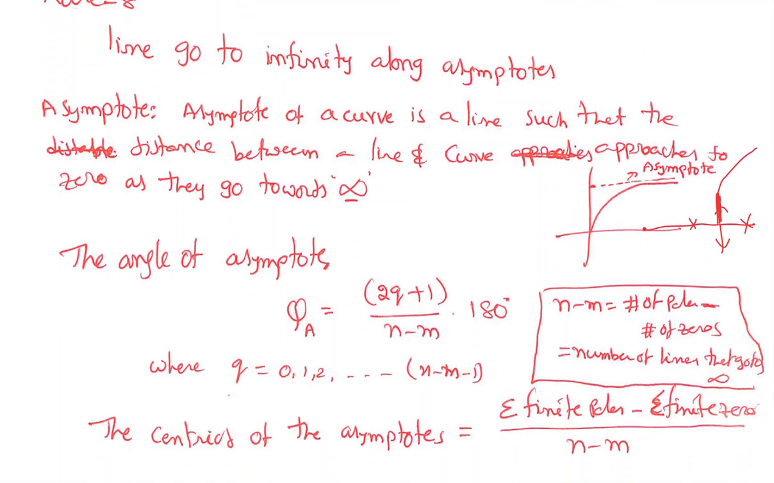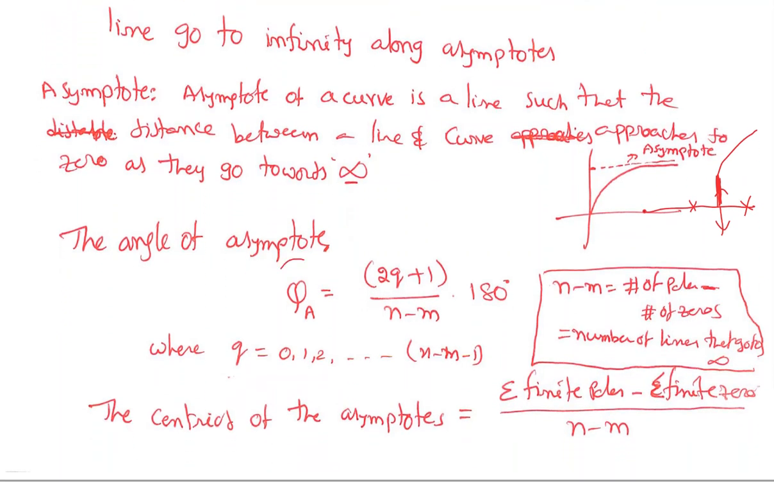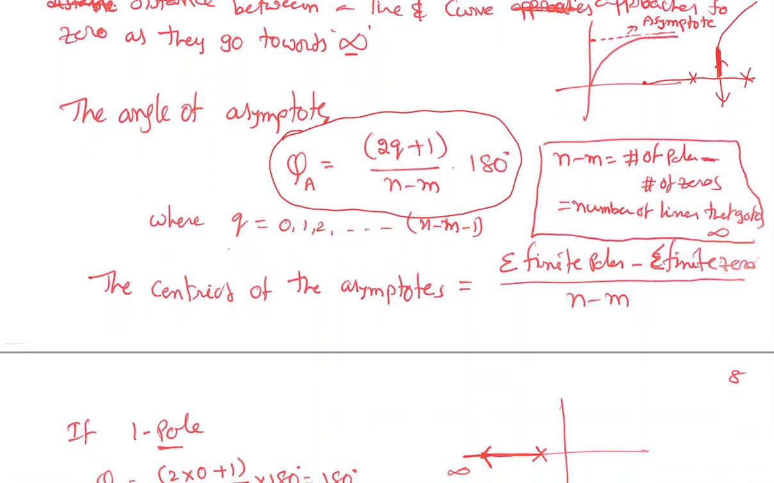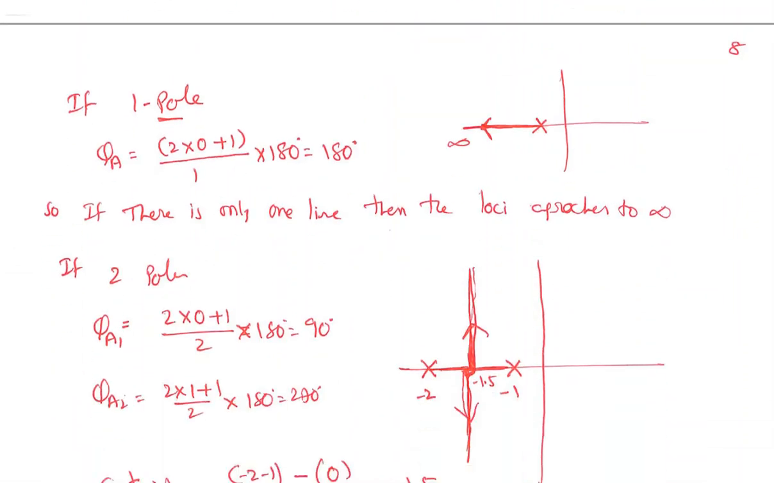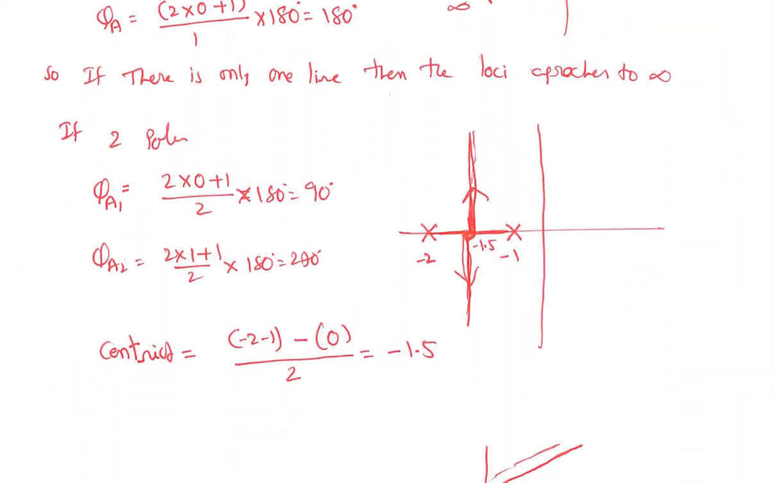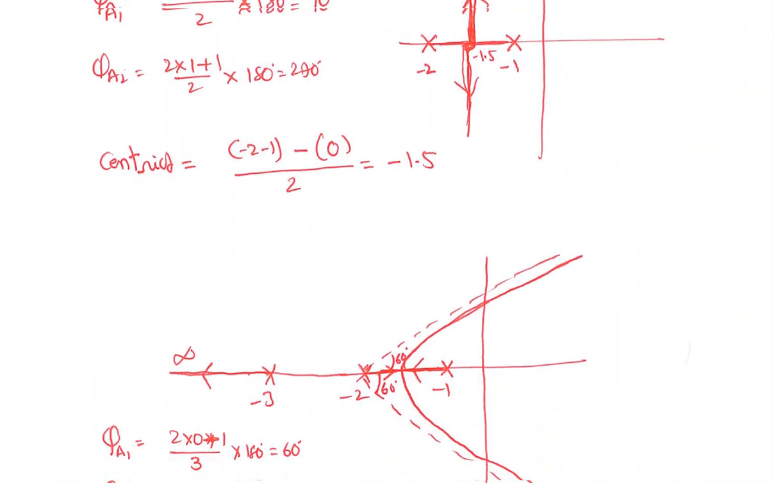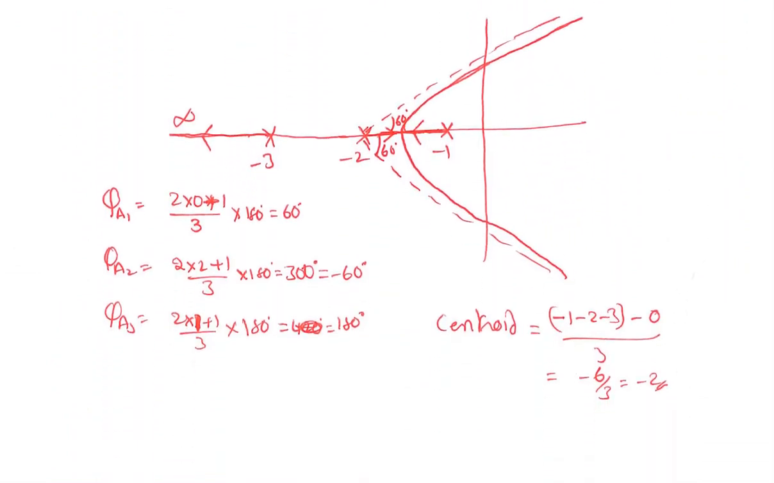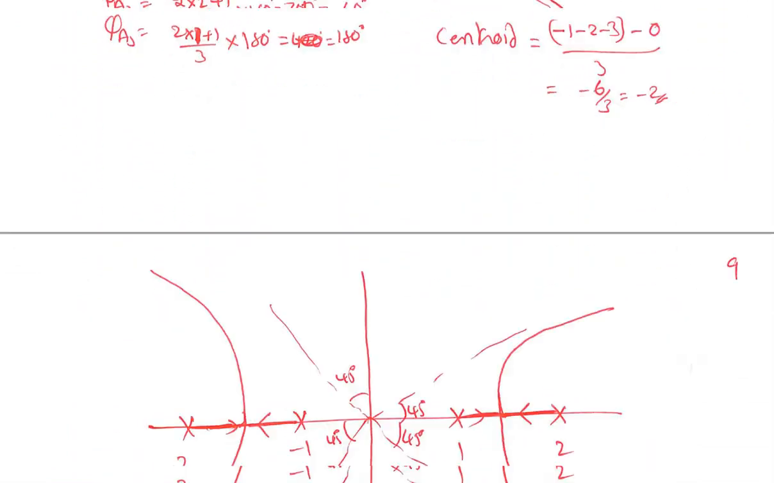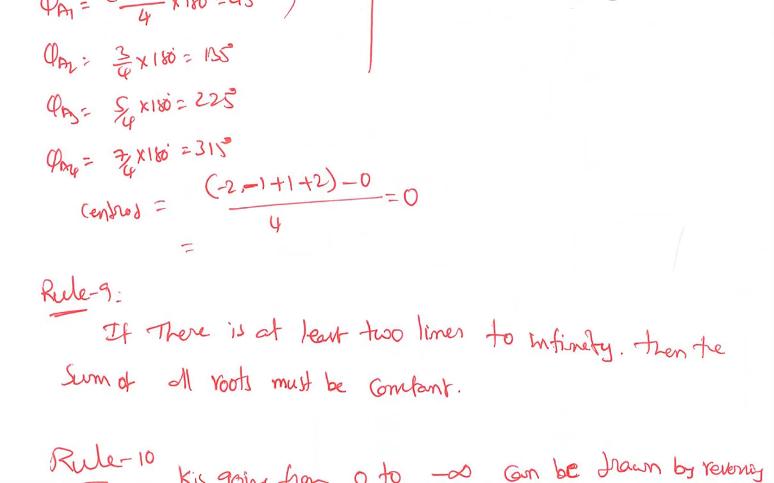The angle of asymptote is here. I think you will understand better when I explain this angle of asymptote while solving an example, but you can look into the equation here. Angle of asymptote and centroid, those 2 are important points. I will talk about how to find the centroid and angle of asymptote in the next video.